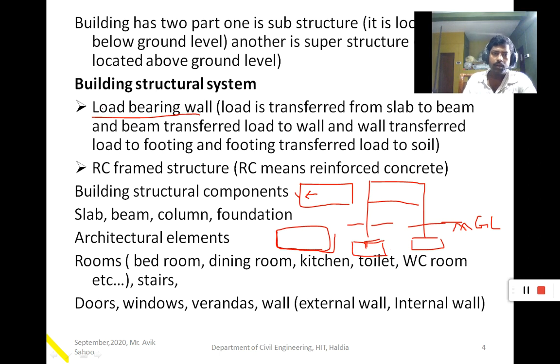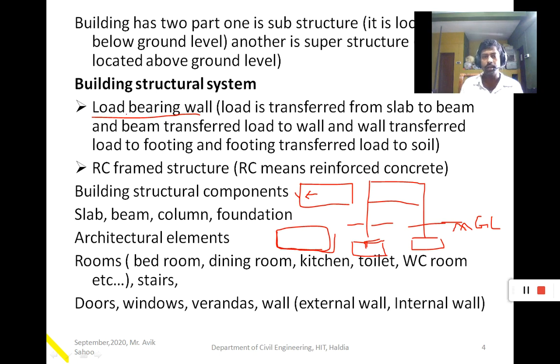Okay, so this is a load bearing wall system, whereas in RC frame structure, RC means reinforced concrete. RC frame structures means here the wall is not carrying any load. Walls are basically used mainly for the partitioning of the rooms. Here the load is transferred from slab to beam, then beam to column, then column to footing.